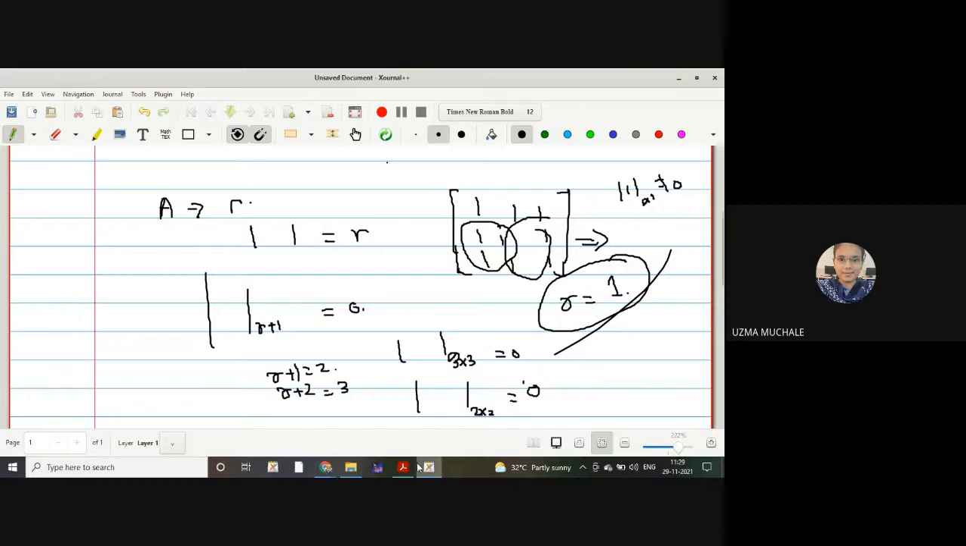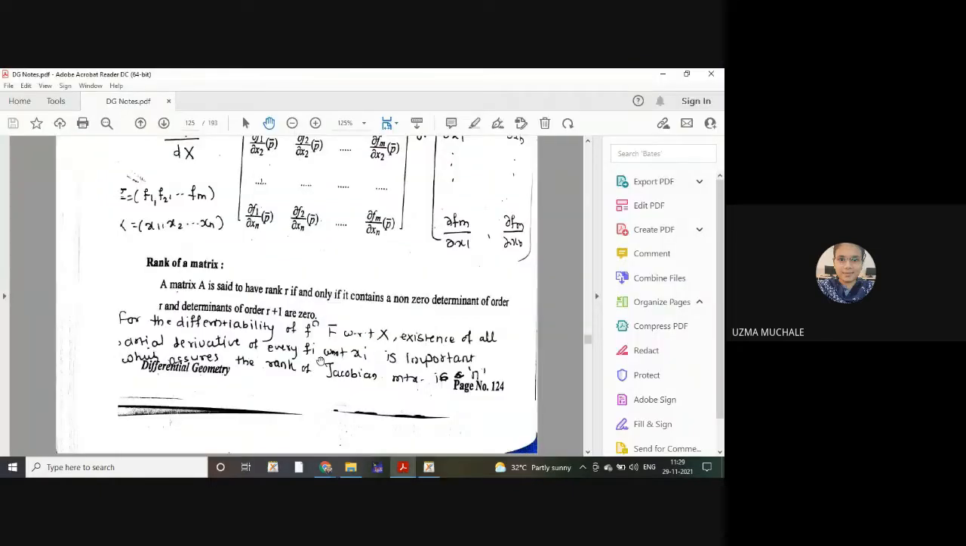So you can see the definition itself once again. A matrix is said to have a rank R if and only if it contains at least one non-zero determinant of order R, and every determinant of order R plus 1 is 0. Then only you can say that it has a rank R.